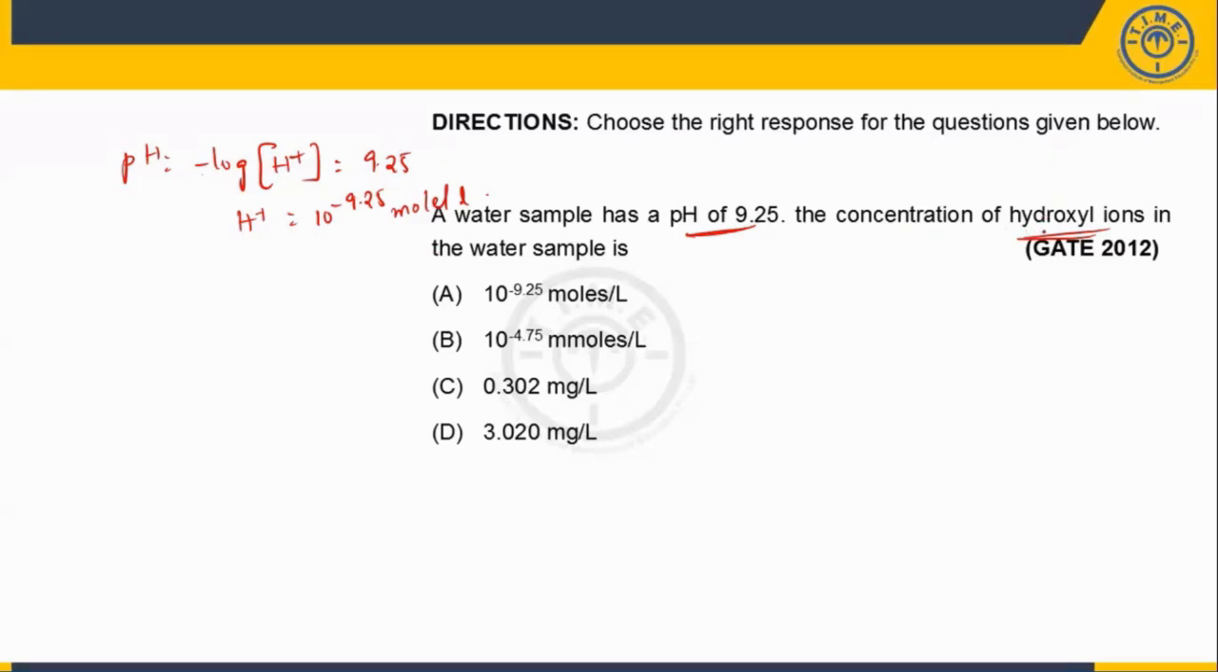But we are asked the concentration of hydroxyl ions, hydroxide ions. We know H plus into OH minus, where H plus is hydrogen ion and OH minus is hydroxyl ions, is 10 power minus 14. In this, you have H plus as 10 power minus 9.25. What is OH minus?